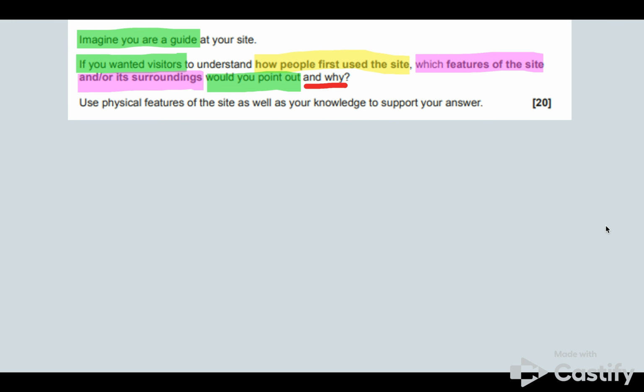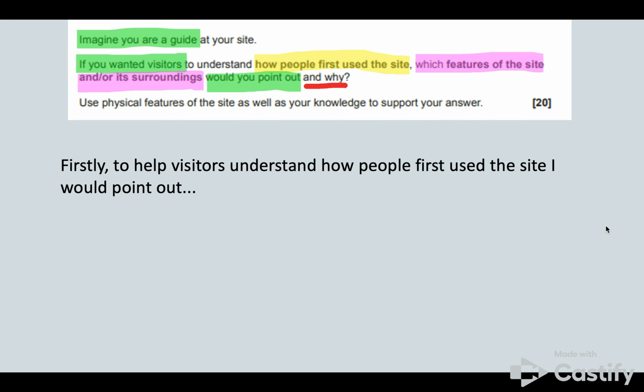So if I'm writing an answer to this, I'm going to try and do exactly what the question is asking me. Here we go. Here's how I'd start it out. Firstly, to help visitors understand how people first used the site, I would point out. So I'm talking as if it's me. I am the guide. That's what the question is asking me. I would point out, well, what would be the best feature, the best building to show them? Of course, hope you're thinking the same. It would be the Great Tower, because that's the first building that was there. So I'm going to point out the Great Tower.